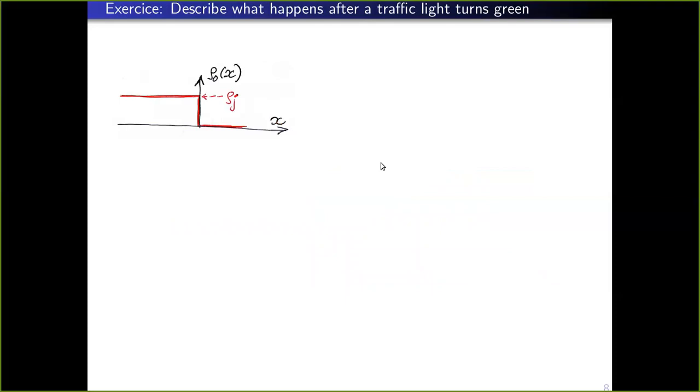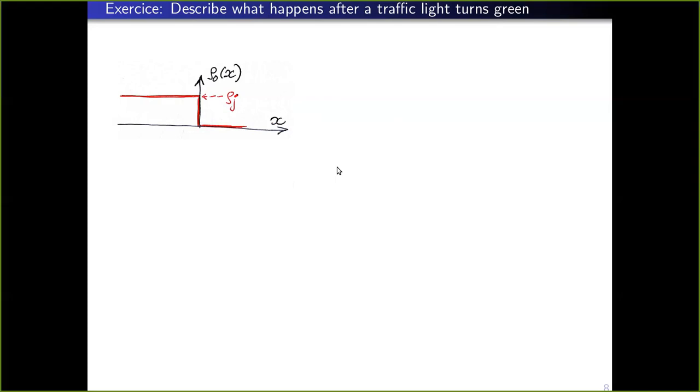Now, as an exercise, use this method to describe what happens after a traffic light turns green. So we consider the traffic flow problem, and the initial distribution of cars is the following: constant and at jam density here. I have cars bumper to bumper here, and at x equals 0, I have the traffic light, which is initially red, and no car ahead. And the traffic light has been red for a while, so this goes to minus infinity. Okay?